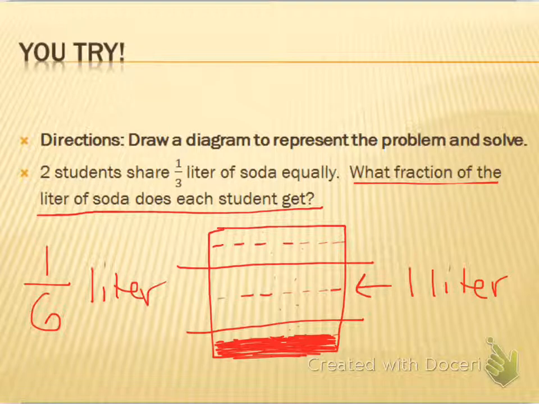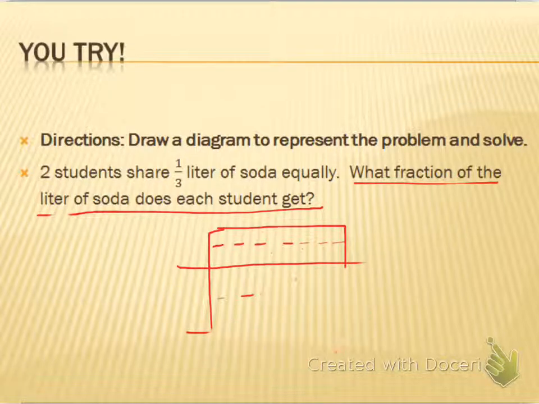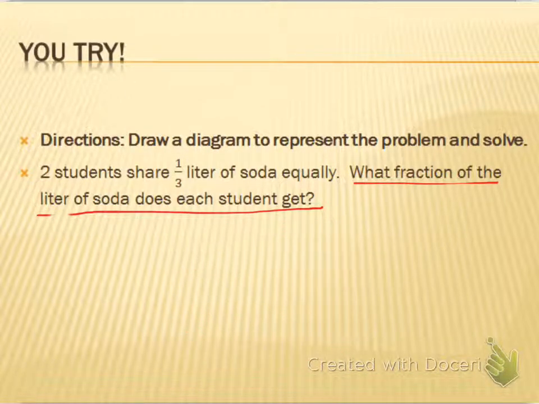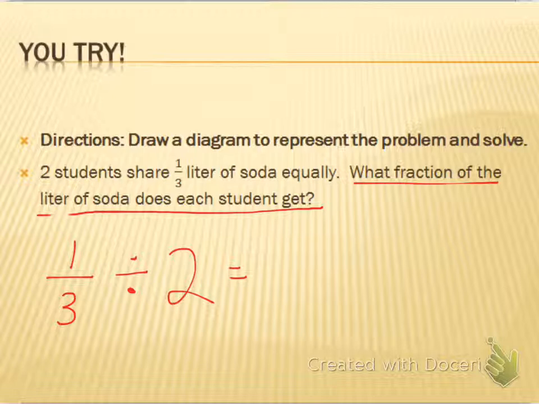And I can show you using an equation that 1/6 of a liter is, in fact, the correct answer. So if I have 1/3 of a liter of soda, and we're going to divide that equally amongst 2 students, I have a division problem here. I have 1/3 divided by 2, and I know that when I'm dividing fractions, I'm going to keep my first fraction the same. I'm not going to change the 1/3 here, so I'm just going to write 1/3.